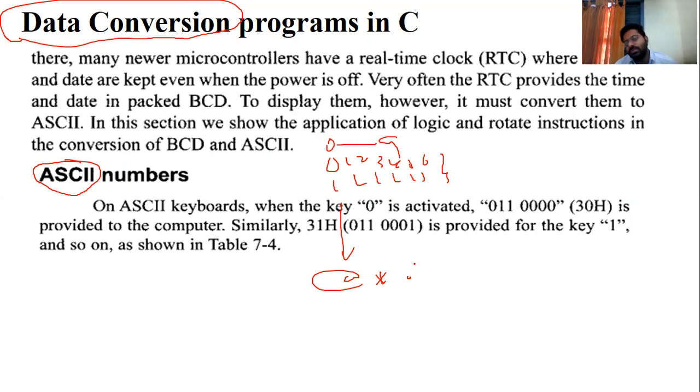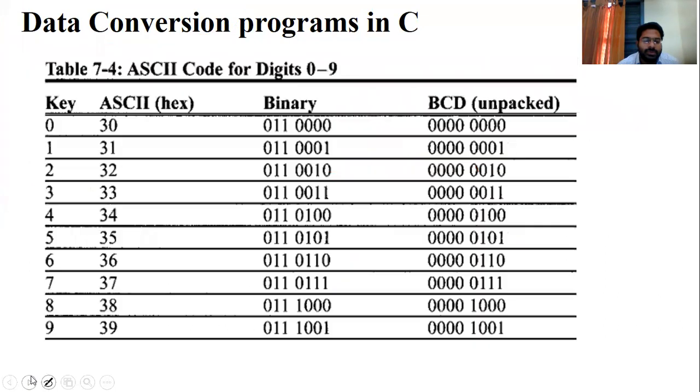So you can convert this number to this format, and this format to that format. How is it done? That is done by using data conversion operations, by writing some C programs.